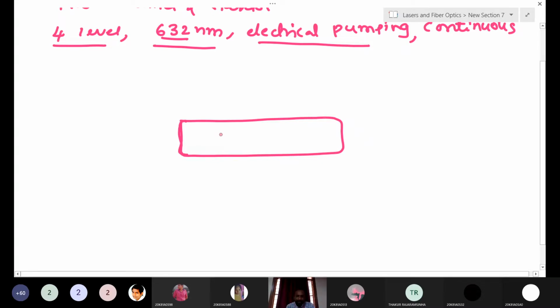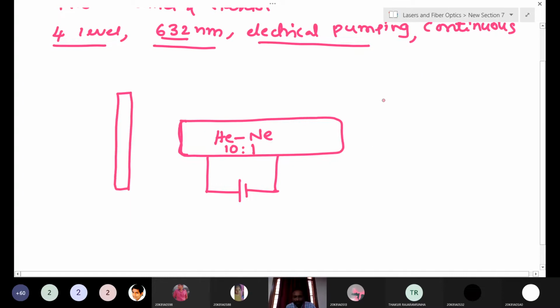An electrically discharged tube is taken. Here we take the helium-neon gas mixture in a 10 to 1 ratio, and we give some power supply to discharge or ionize these gases. Again, the resonator is used here. In any laser you should use a resonator, otherwise you will not get amplified light.